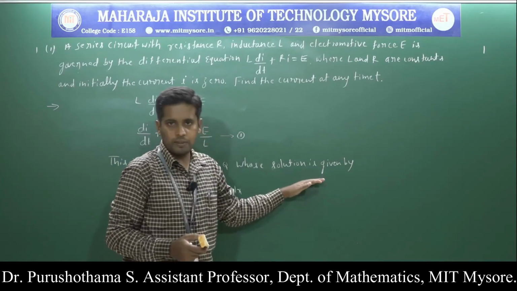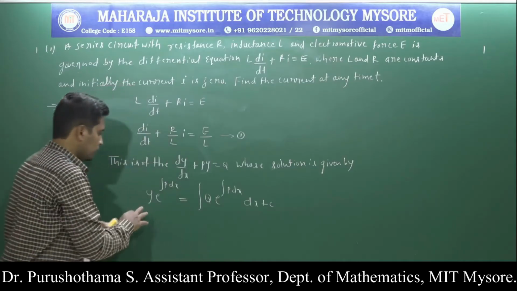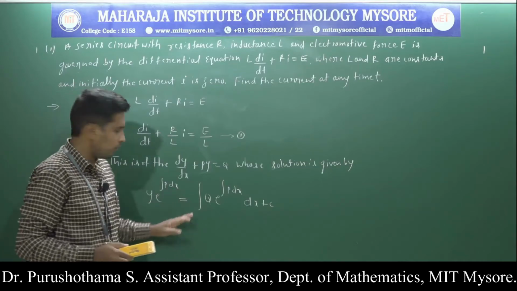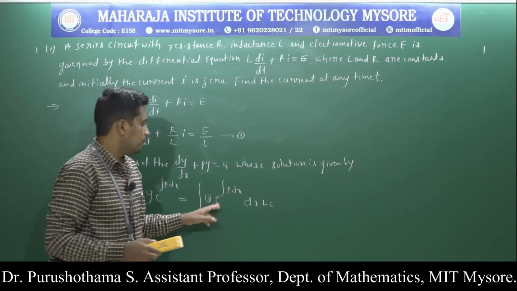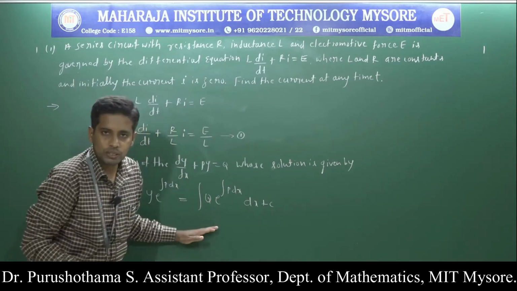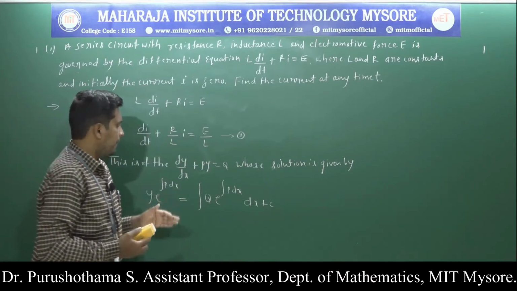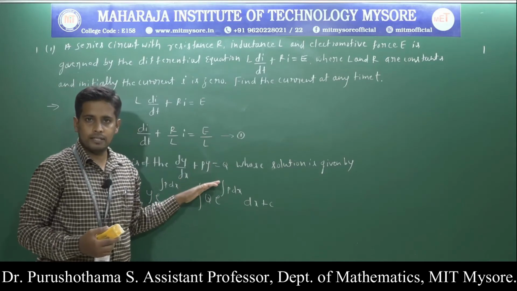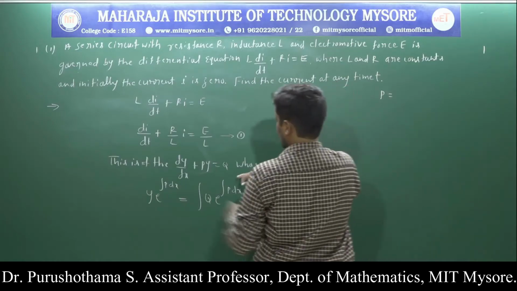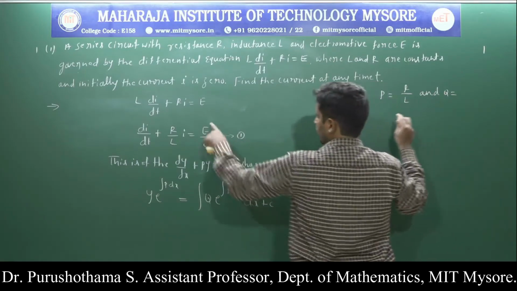Already we know the solution of a linear differential equation. Therefore, the solution is y into the integrating factor e power integral of p dx is equal to integral of q into e power integral of p dx with respect to x, plus c. This is the general solution of a linear differential equation. Comparing equation 1 with the standard form of linear equation, we get p is equal to R by L and q is equal to E by L.